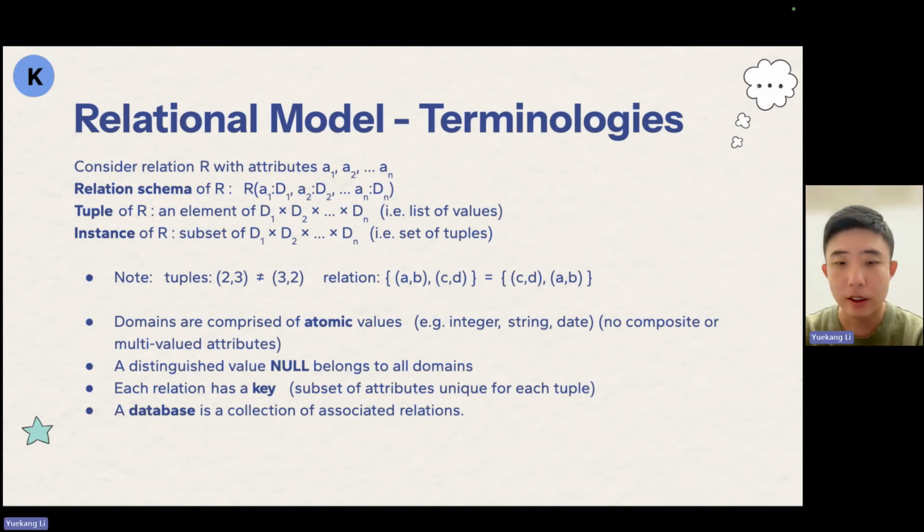Another key thing to notice is that each relation should have a key. The definition of key here is similar to the definition of key in ER modeling. It's a set of attributes which is used as the unique identifier of a table row. So this is the definition of key. And a database is just a collection of all the relations, or tables.